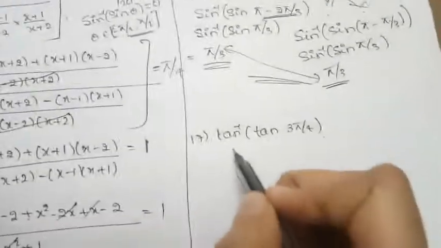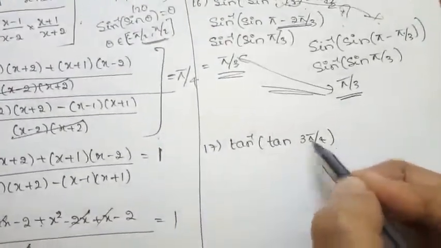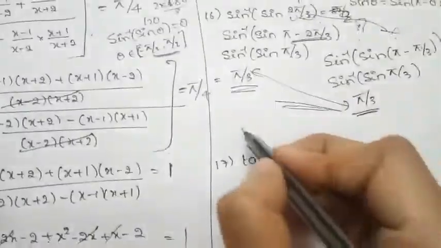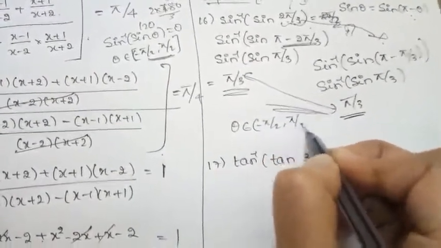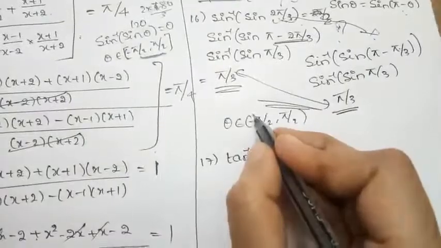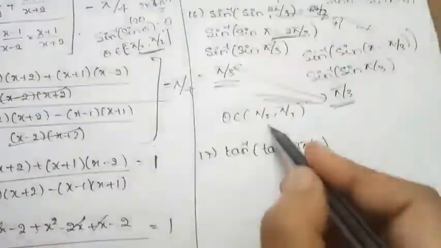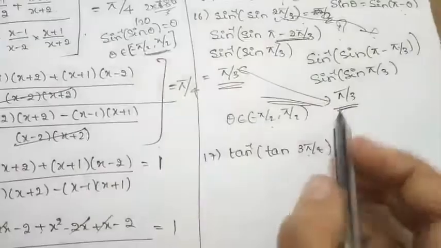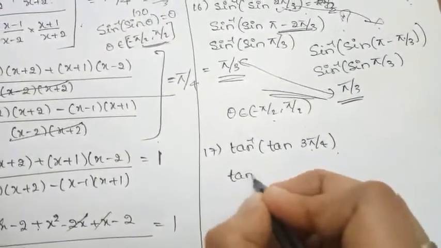So here is the next question, that is tan inverse of tan 3 pi by 4. Tan inverse of tan theta is theta only when theta belongs to the open interval minus pi by 2 to pi by 2. 3 pi by 4 is not at all coming within this interval, so I can't write this as 3 pi by 4. I need to reduce this.